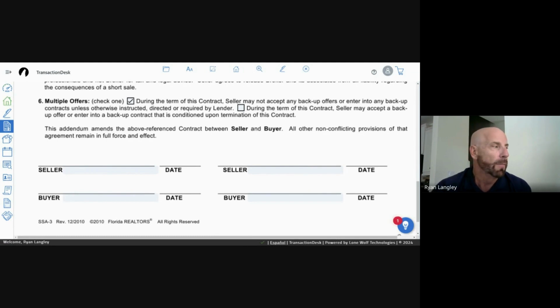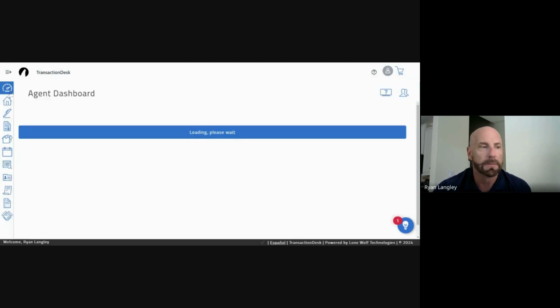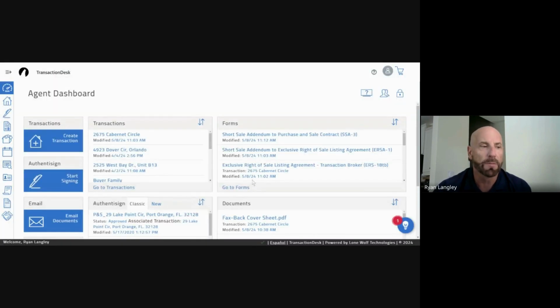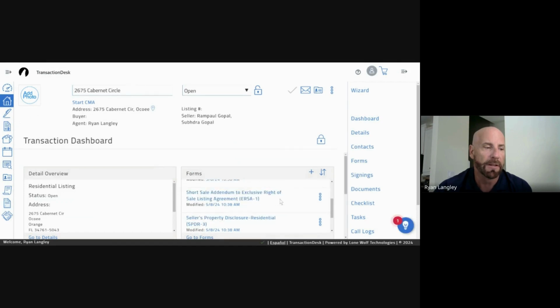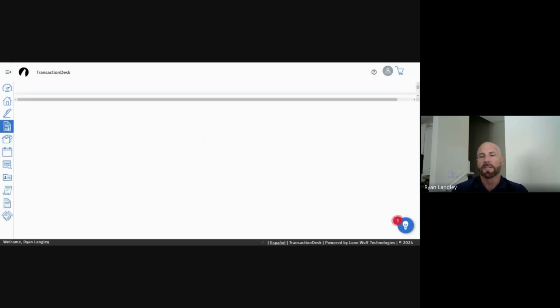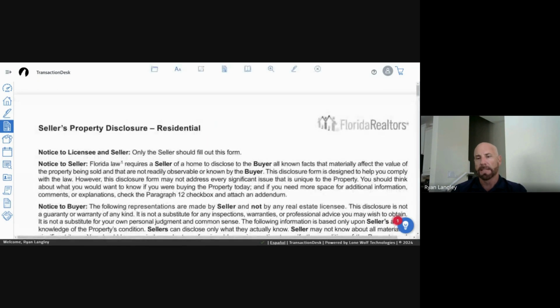All right, let's go back to the seller's property disclosure. When you have these, what do you do if it's an investor and they never lived in the house? Here's the deal. Is a seller's property disclosure required? It is not required by law. If they are some fancy person who has a lawyer advising them, the lawyer is going to tell them, do not fill it out.